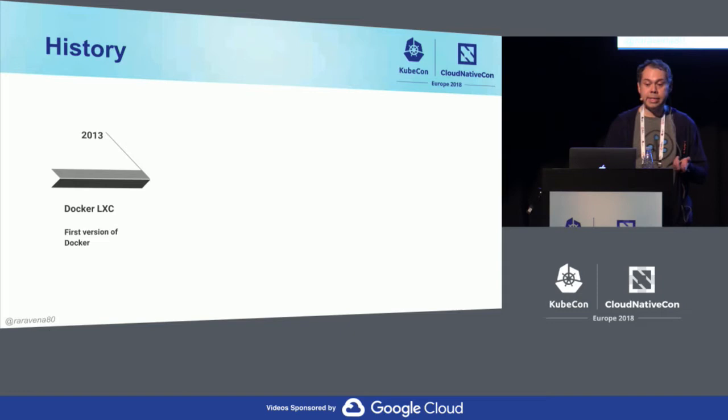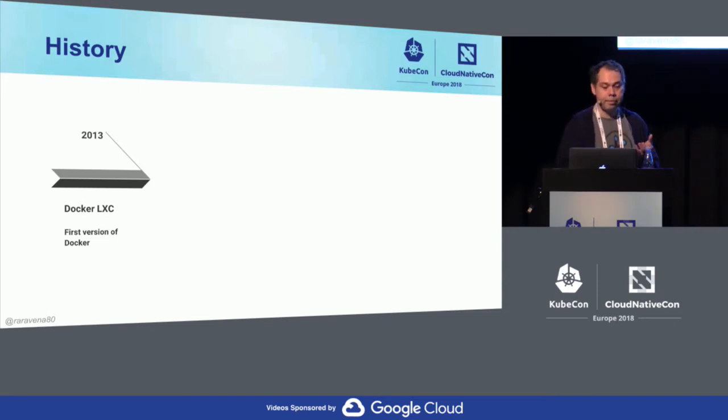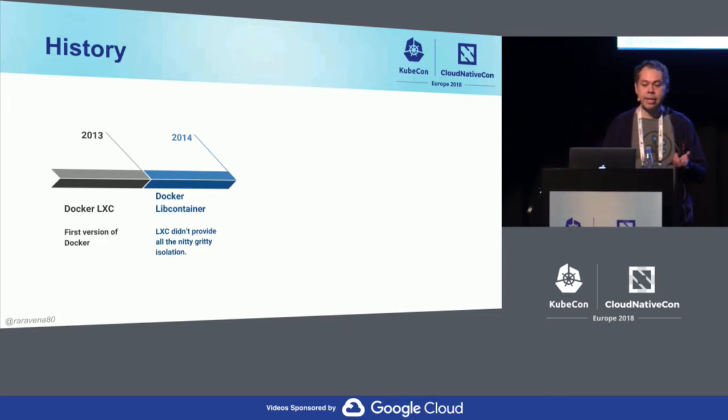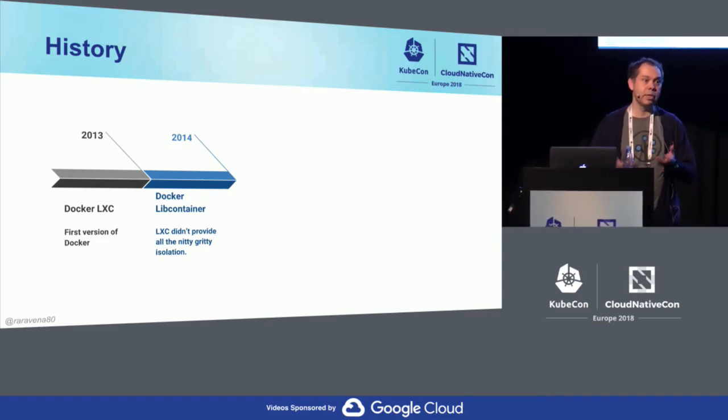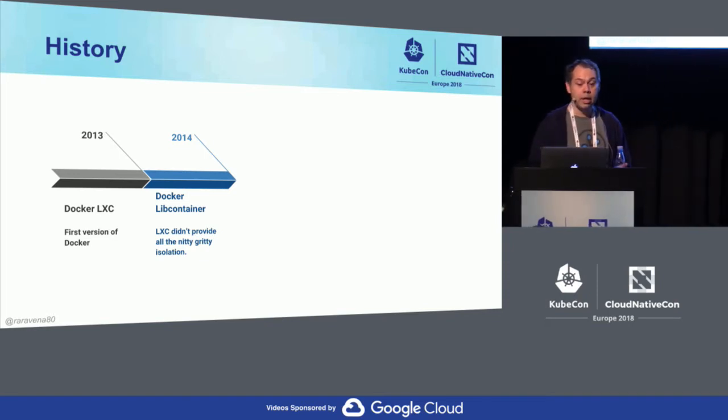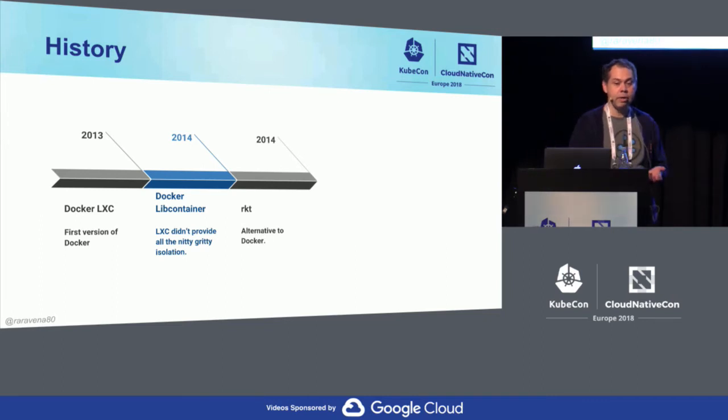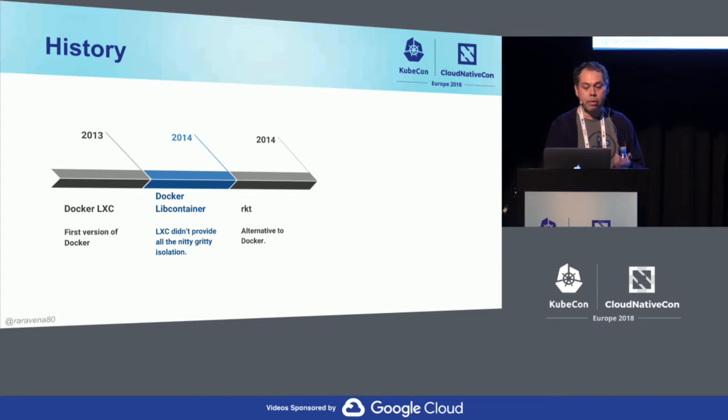Then in 2013, Docker became so popular, and they came out with the first release, and the first release was based on LXC. So in 2014, they said, OK, LXC is not providing all these different things that we want to do with what the kernel supports. So we're going to write our own library called libcontainer. So they released Docker on top of libcontainer. And then in the same year, Rocket became available as an alternative to Docker.